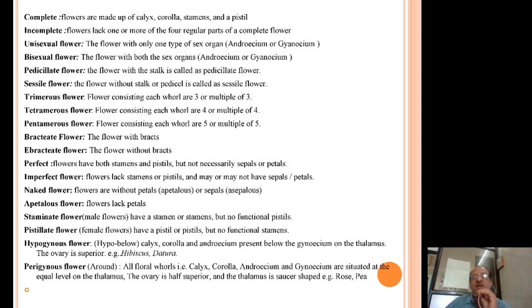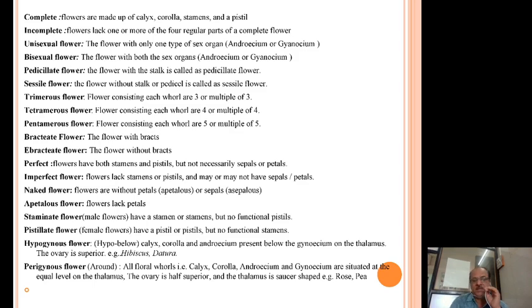Then an apetalous flower. In some cases, petals might be absent. Such a flower is called an apetalous flower. Staminate and pistillate flowers, we already saw in the case of the naked flower. In staminate flowers only stamens are present and the pistil is absent. Whereas in a pistillate flower, the pistil is present and stamens are absent.